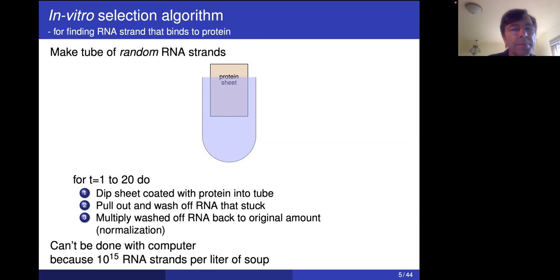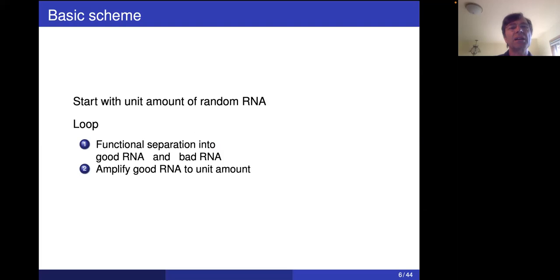Okay, so the basic scheme is very simple. We start with a unit amount of RNA, whatever the unit is. Then we do a functional separation into good RNA, the one that attaches to the surface, and bad RNA, the rest. And then we amplify the good RNA to the unit amount.